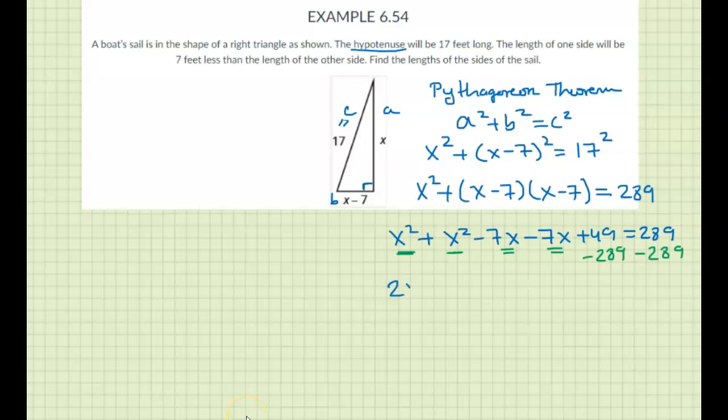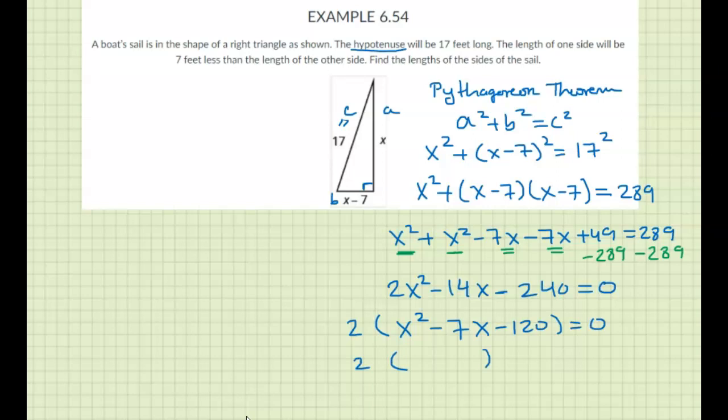Alright, so we have 2x squared minus 14x minus 240 equals 0. Alright, let's factor out the 2 because that comes out of everything. X squared minus 7x minus 120. Alright, and to do this is x times x. And we need two numbers that multiply to give me negative 120 and add up to give me negative 7.